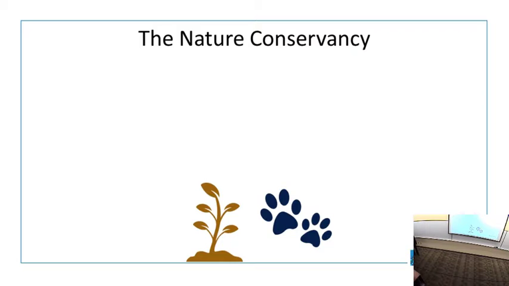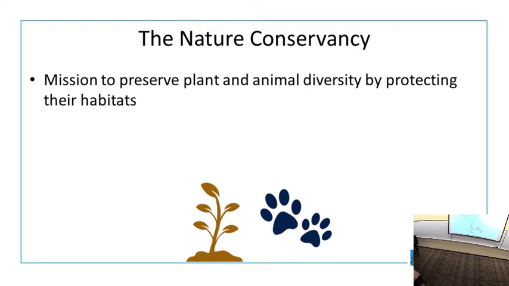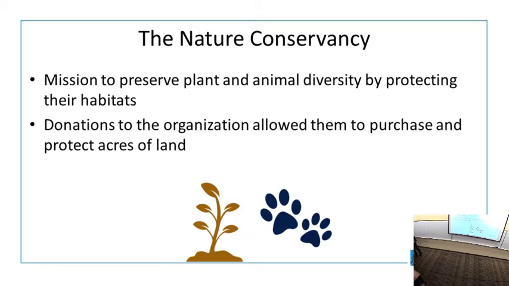So I wanted to start with a few examples. The Nature Conservancy has a mission to preserve plant and animal diversity by protecting their habitats. And they do this through donations. So donations allow them to purchase additional acres of land and to protect those acres of land.